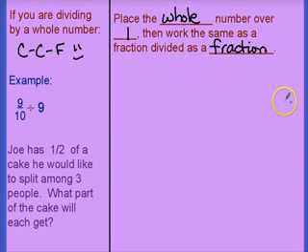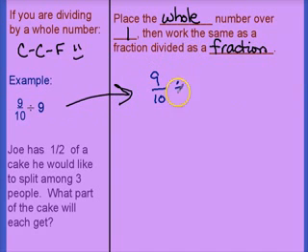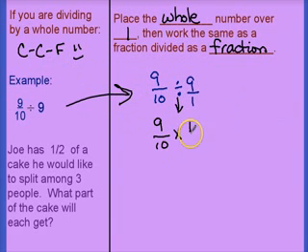Okay, so let's put these steps in use by copying this example down over here. All right, so I have 9/10 divided by 9. So we're going to place the whole number over 1. Okay. Now I'm going to work the same as I did with the fraction. Remember, copy, change, flip. So I'm going to copy the first one. So that's 9/10. I'm going to change the sign from division to multiplication. And then I'm going to flip, or multiply by the reciprocal of, the second fraction here. So instead of 9 over 1, it will be 1 over 9.